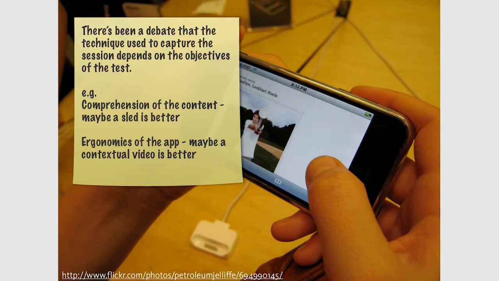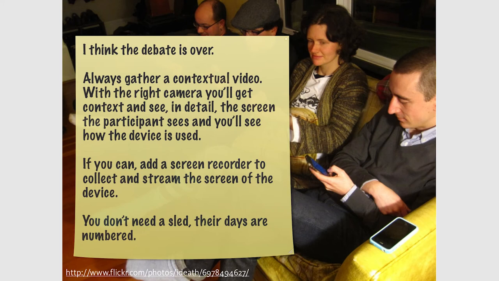Or is it about, loosely, ergonomics? And I don't claim to know about ergonomics, but loosely. How easy is the thing to use? Have you put the buttons in the right place? Can someone use it with one thumb while they're sitting at a coffee table? Is the button in the right place? Do they have to change position of the phone to do something? In which case, it's not the screen that you want to record. It's the context of the use. It's what they're doing with their hands. So there's two ends of a spectrum of what are you looking at and what are you trying to get out of that testing.